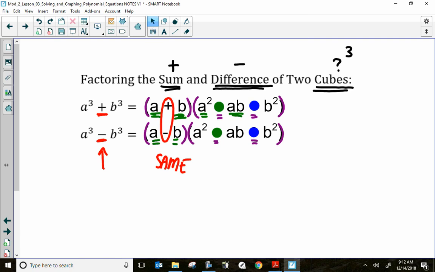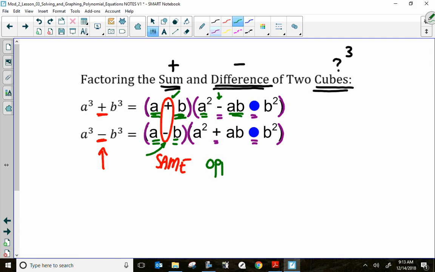The next sign is always the opposite. So if I look at my first one, my next one, well, it should be minus, shouldn't it? Boom, and it is. Okay? If I look down here and that's a minus, well, it should be the opposite of that. It should be a plus, right? It is. So we start out the same.